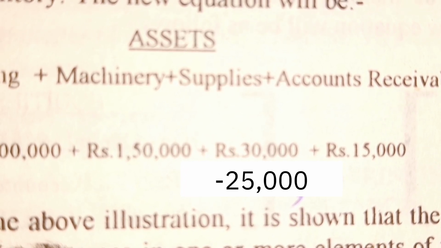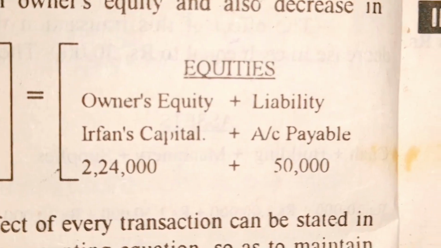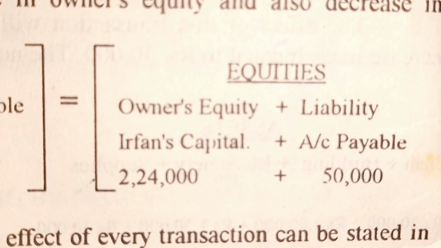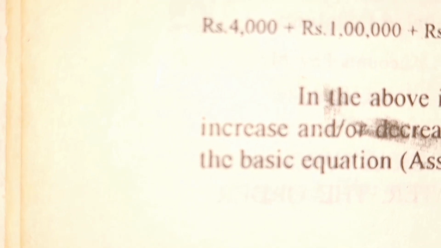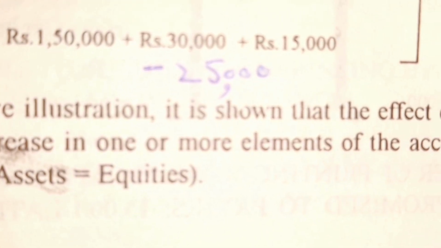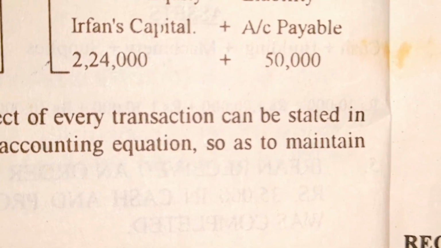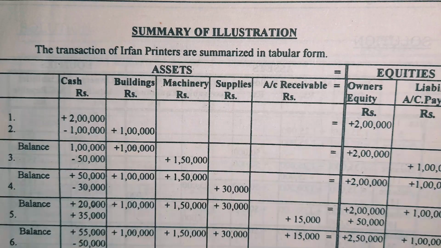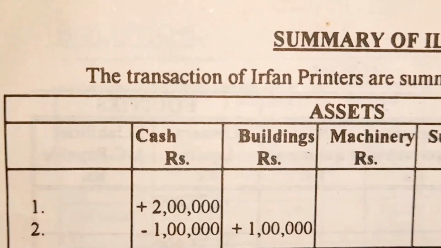In the above illustration, it is shown that the effect of every transaction can be stated in increase or decrease in one or more elements of the accounting equation so as to maintain the basic equation assets is equal to equities. Summary of illustration. The transactions of Irfan Printers are summarized in tabular form.